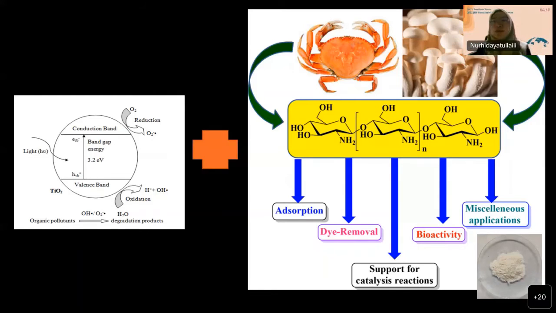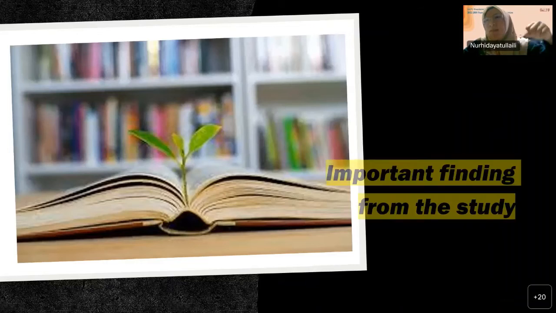And that chitosan is also responsible for supporting the catalyst reactions, to give a homogeneous distribution along the treatment system. And also, since the semiconductor nanoparticle is in nano dimensions, the chitosan will make sure that a good separation occurs at the end of the treatments.